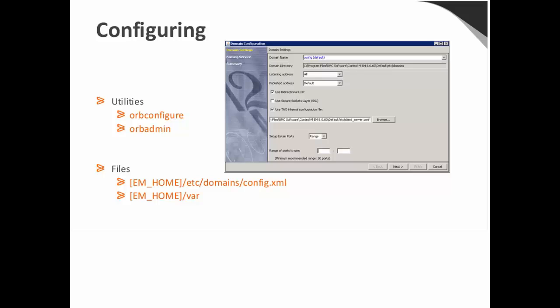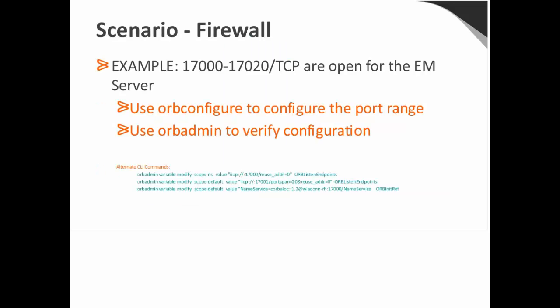Now, we've identified 4 different scenarios that we're going to get into here and discuss with you how to troubleshoot and configure for these environments. The first scenario I'd like to discuss is that where a firewall is between the client and server, and there's specifically a port range that's available to you through this firewall. In this example, we're given a range of 17,000 to 17,020. And what we're going to be doing is using the orb configure utility to configure the Enterprise Manager to use that port range, and then use the orb admin utility to verify the configuration.